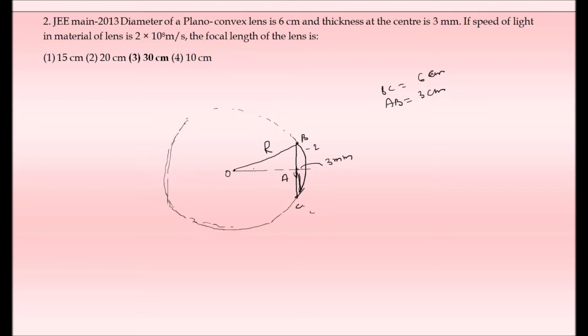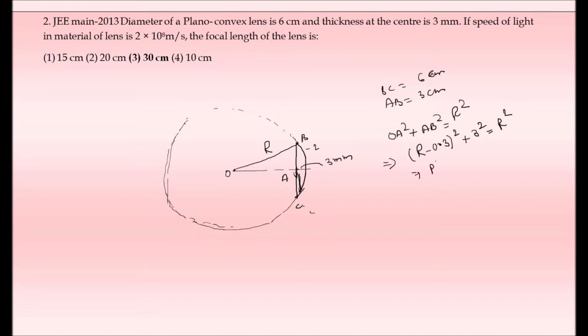Now, as per the Pythagoras theorem, OA square plus AB square is equal to R square, and the value of OA is R minus 3 mm. So we write 3 mm as 0.3 centimeter. So (R minus 0.3) square plus AB square, where AB is equal to 3 centimeters, so 3 square, is equal to R square, and we have to calculate the value of R.